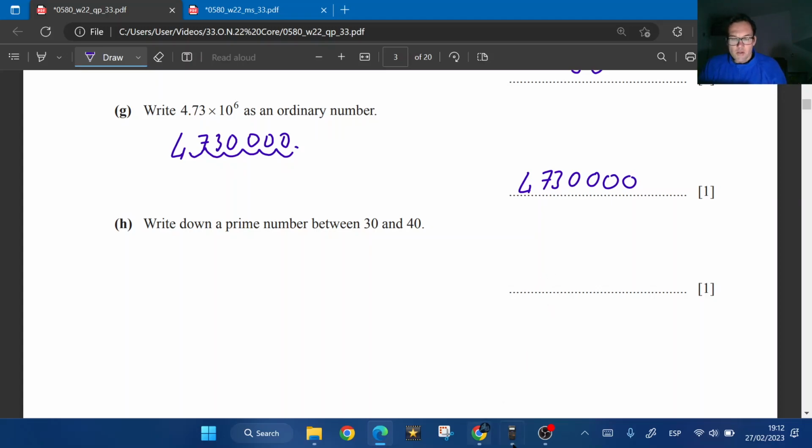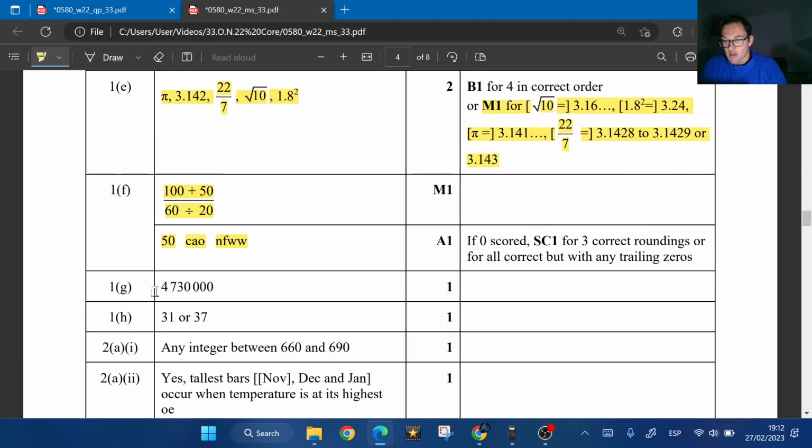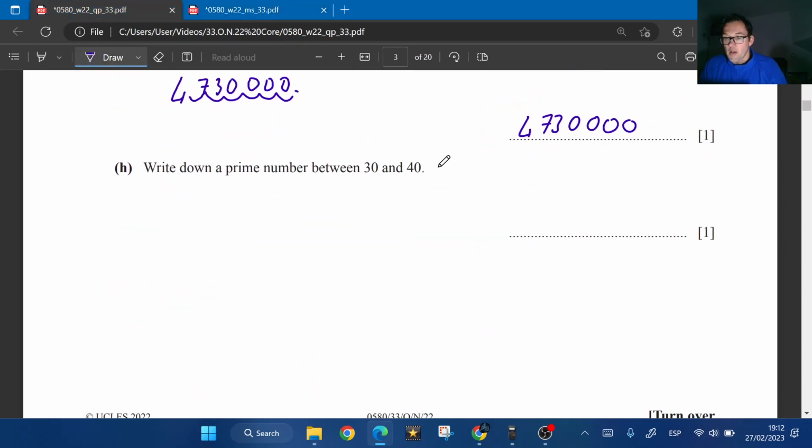Alright, you can check it with your calculator. To put a number in standard form, you put 4.73, press this button in the middle at the bottom, and then press the power, and there it is. Done it for us. As easy as that. Okay, and there you are.